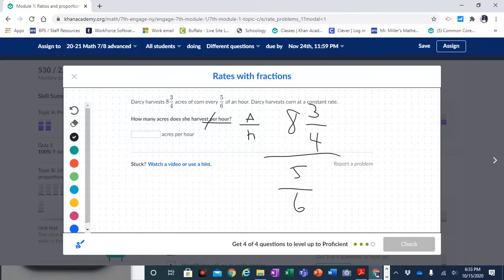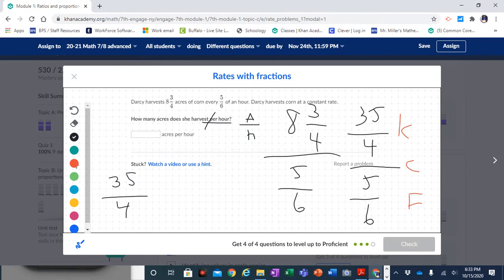4 times 8 is 32 plus 3, 35/4 divided by 5/6. Again, you're going to do keep, change, flip. So that would mean that this would be 35/4 times 6/5. There's a lot that can be simplified.